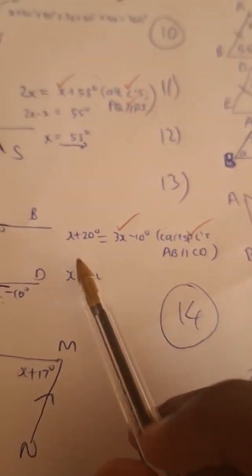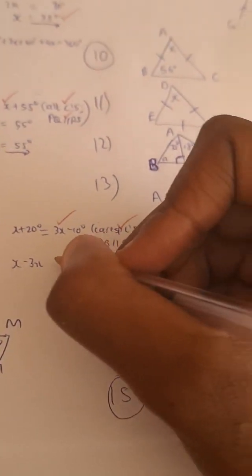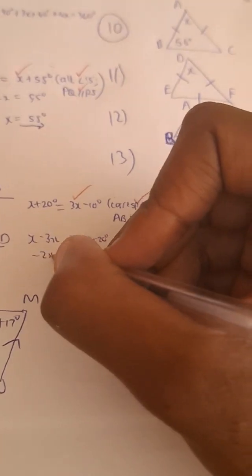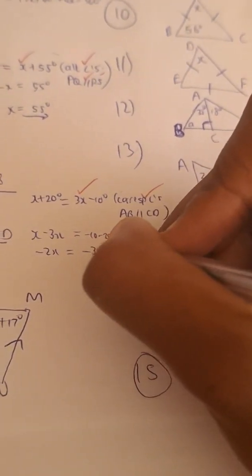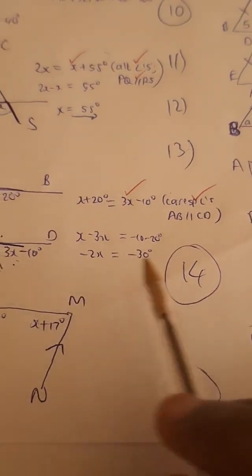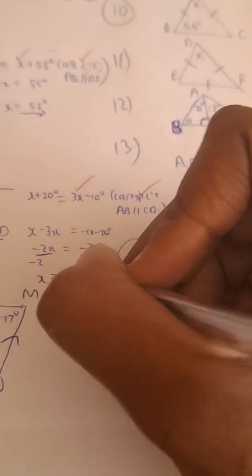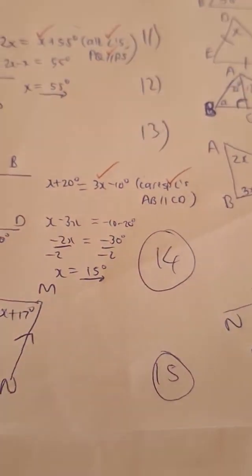And guys, really and truly, we just transpose x minus 3x. On the other side, have minus 10 minus 20 degrees. We know this is negative 2x with negative 30 degrees. And then we divide both sides by what? By negative 2. Then we state x is equal to 15 degrees.